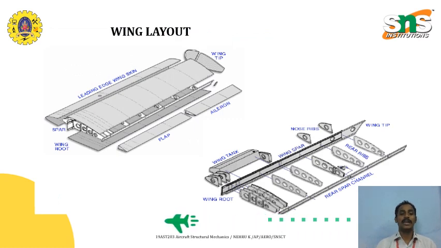So this is the wing layout where all the control components are involved, like flaps, aileron, wing tips, leading edge flap, and the spars, wing root, wing tip. Inside we have rear ribs, nose ribs, wing spars, rear spars, where we have the wing tank, the fuel tank, and the wing roots. This is the wing layout where all the structure elements are represented.